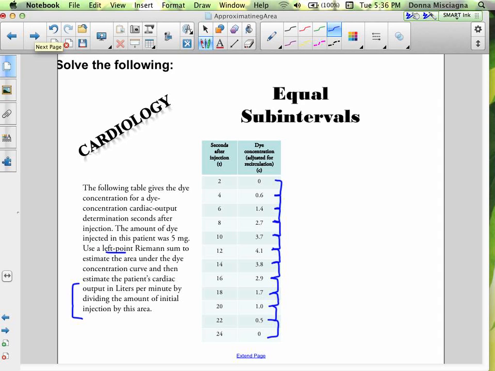And so we have 1, 2, 3, 4, 5, 6, 7, 8, 9, 10, 11. Did I count them right? 11 rectangles, is that right? So we have 1, 2, 3, 4, 5, 6, 7, 8, 9, 10, yes, 11 rectangles, right?